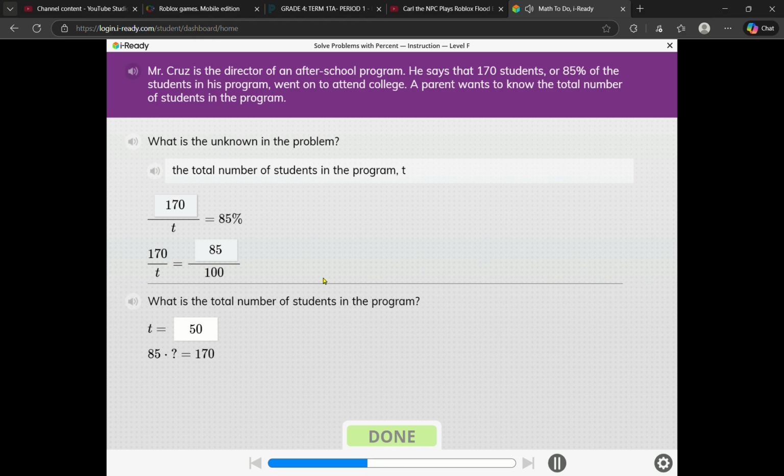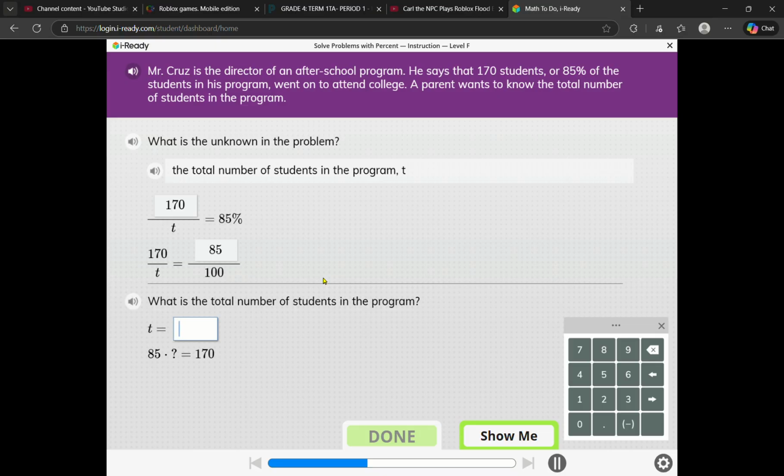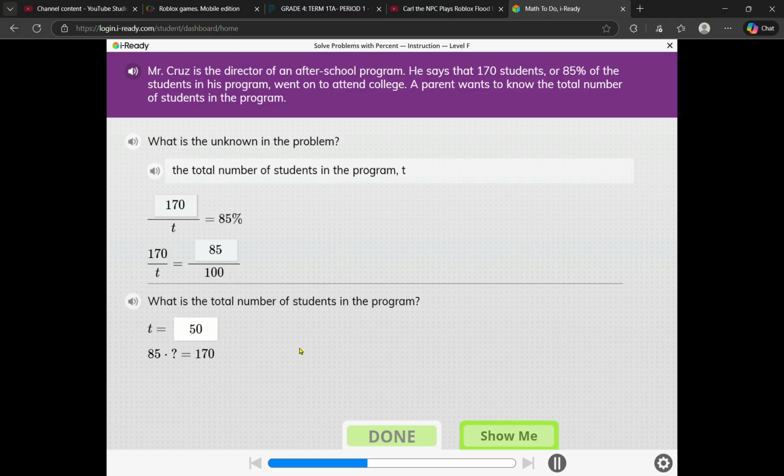85 times what number is 170? Multiply 100 by the same number. 85 times 2 is 170, and 100 times 2 is 200. The total number of students in the program is 200.